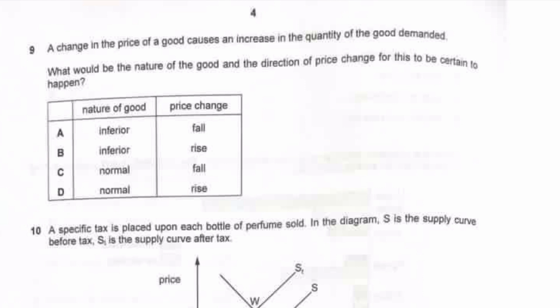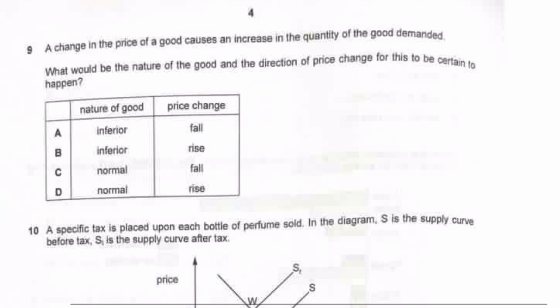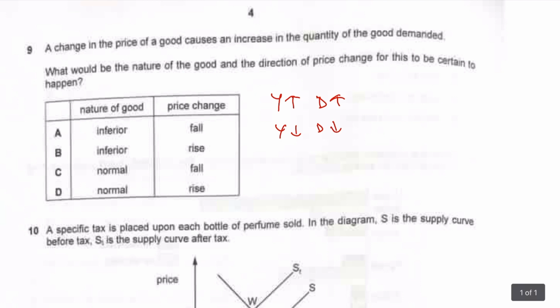Now, we need to understand that for inferior and normal goods, the demand is concerned with incomes. So if incomes go up, the demand for normal goods goes up. If incomes go down, the demand for normal goods goes down, and for inferior goods it is the opposite.